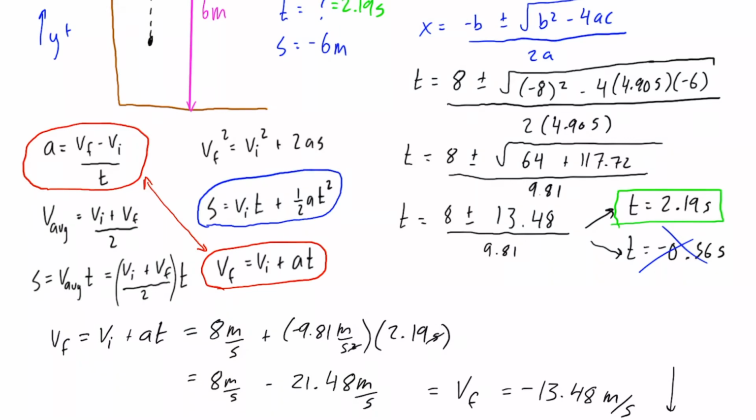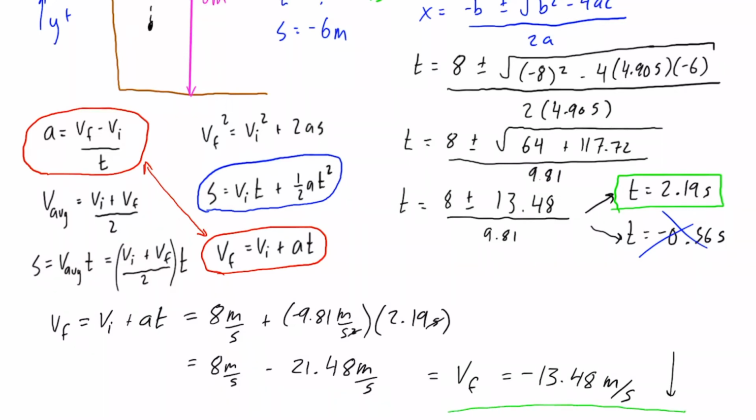And that makes sense because after 2.19 seconds, this object has gone up and it's on its way back down. And when it strikes the ground, the direction of that velocity vector is definitely negative. So if you want, you can draw the arrow there to be super clear, or you can just leave it as negative so long as you've indicated that y is upwards in the positive direction.